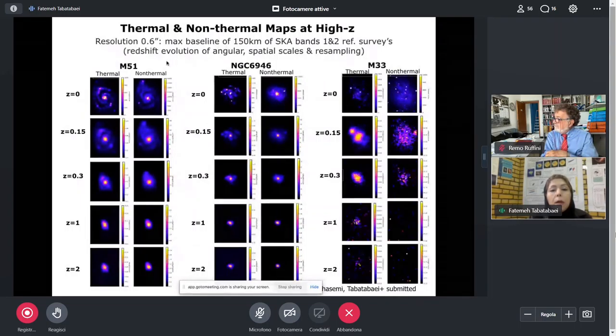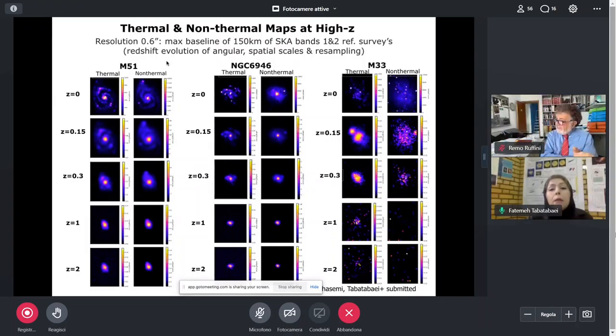Using those prescriptions, and also taking into account the configuration of the SKA, the redshift evolution, the angular and spatial scale, the resampling toward higher redshifts, and injecting noise into the maps, we can produce simulated maps of the thermal and non-thermal emission for galaxies similar to M51, 6946, and M33.